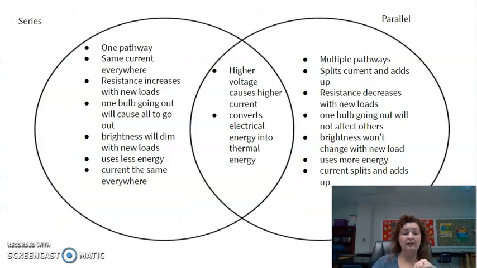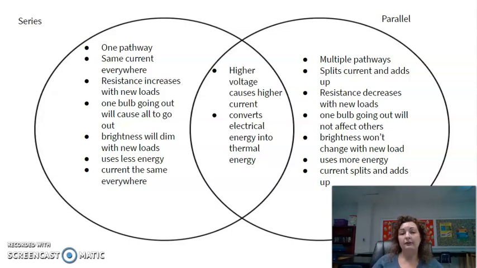If we're looking at our Venn diagram, I'm going to quickly go through this. You can pause it and look at this more in depth, okay? So series circuit, it does have one pathway. It is the same current everywhere. Resistance increases with new loads, which means it holds back that current flow. If one bulb goes out, they all go out. And that is true, you guys. So if you break a bulb, if you untwist a bulb and the bulb comes out, whatever, it's loose, all the other bulbs will go out.